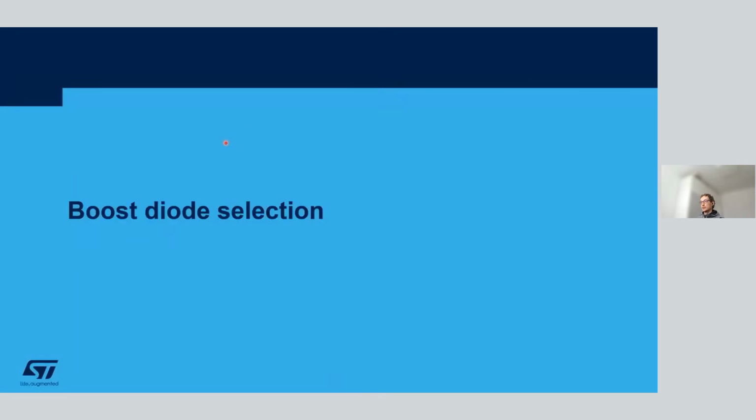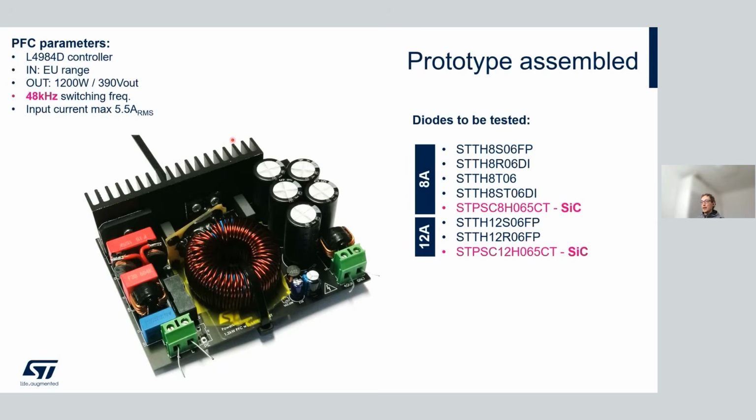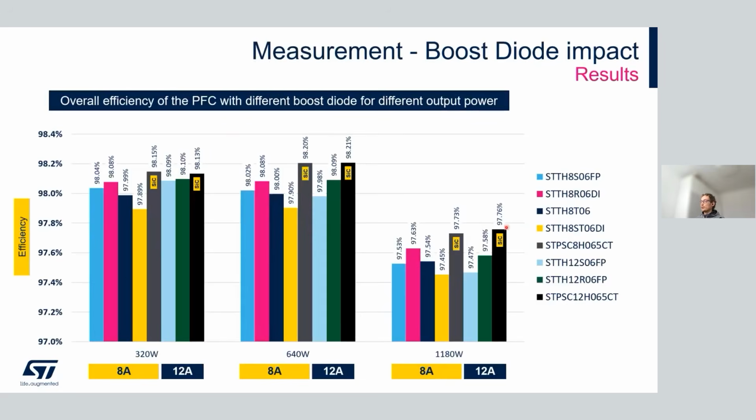In terms of diode, it is also important to choose the proper diode. So I would like to show you some measurements of the PFC at 1.2 kilowatt. The switching frequency is fixed and it's quite low, only 48 kilohertz. So maybe it makes sense to consider also an ultra-fast diode. So we tested an ultra-fast diode and the silicon carbide one to see the differences. And here you can see the results.